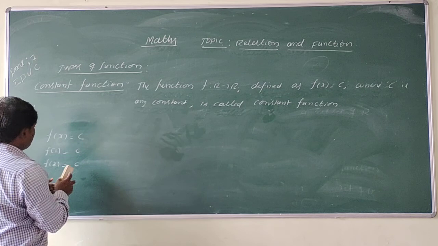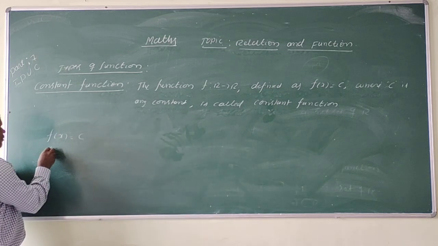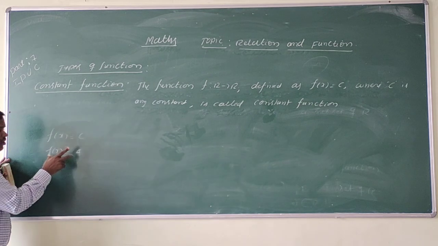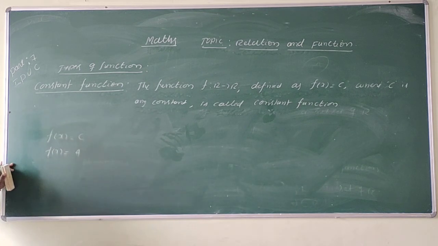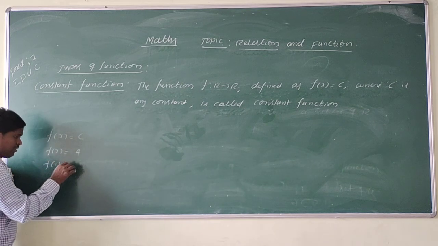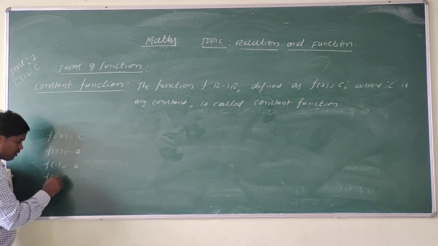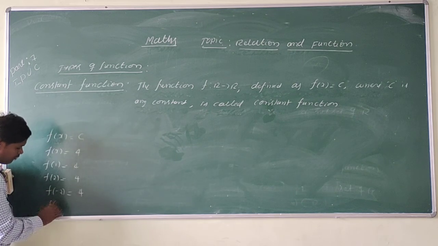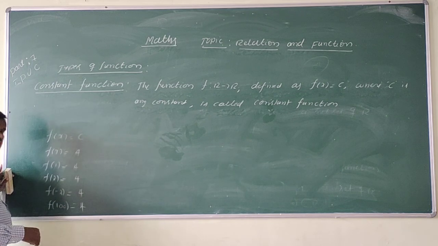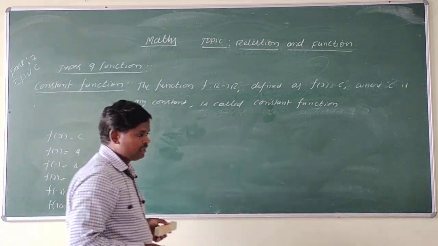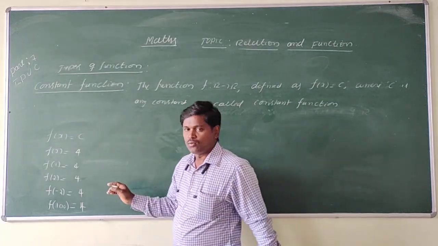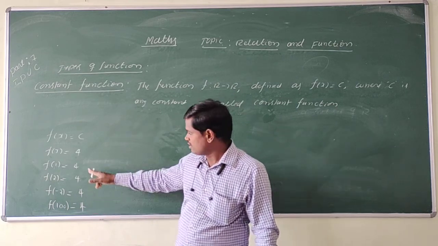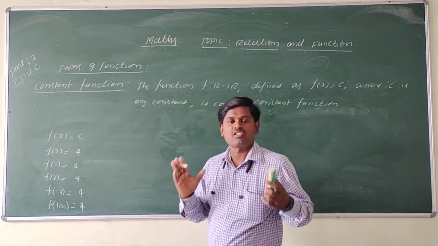Suppose I take f of x is equal to 4. This is a constant function. f of 1 is equal to what? f of 1 is also 4. f of 2 is also 4. f of minus 2 is also 4. f of 100 is also 4. So it doesn't change. Whatever value is given to x, there is no change in the value of output. The output is the same, that is, the constant.